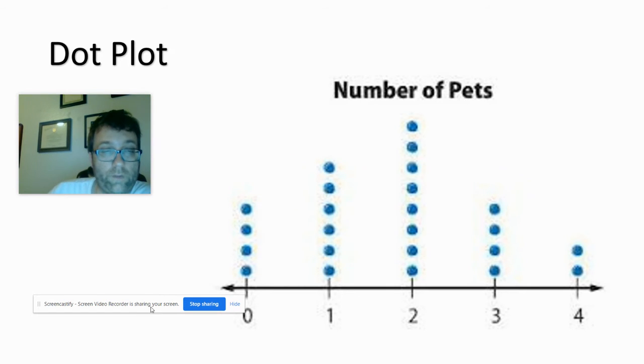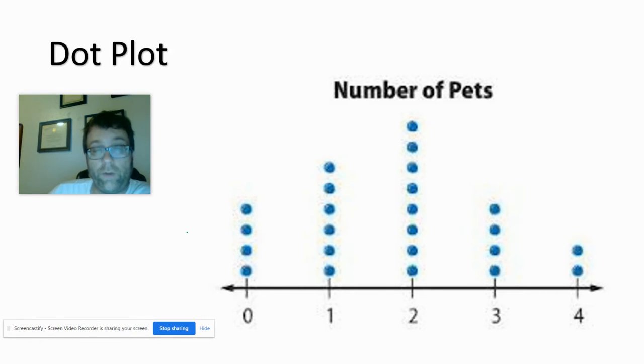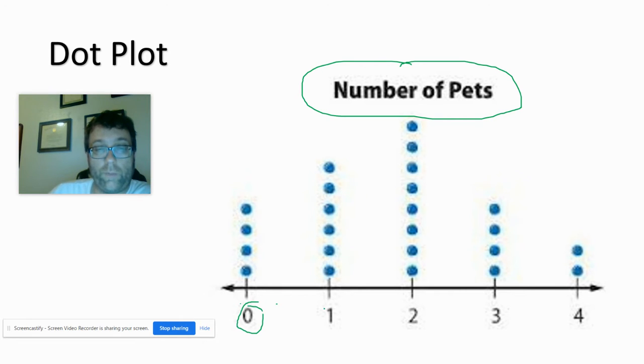Dot plot. This is a way to display what you got on a frequency table. So the main thing is you have a title up top. This tells you what you're looking at. This is the number of pets. Now, the bottom, the x-axis, that is the number of pets. That's 0 pets, 1 pet, 2 pets, 3 pets, and then 4 pets.